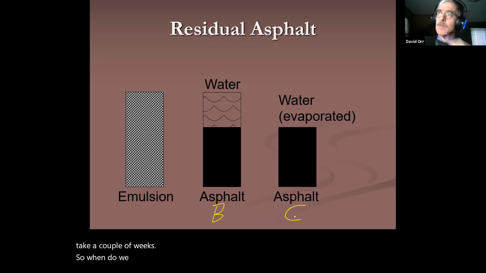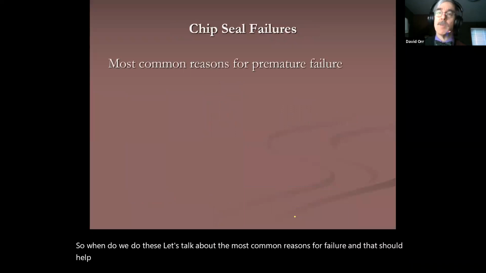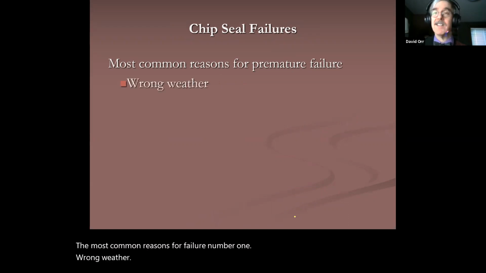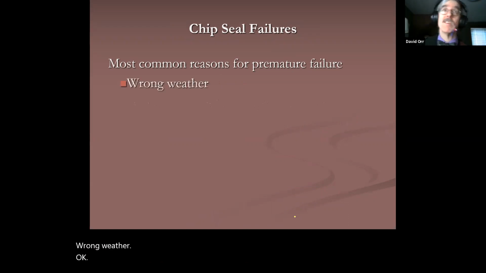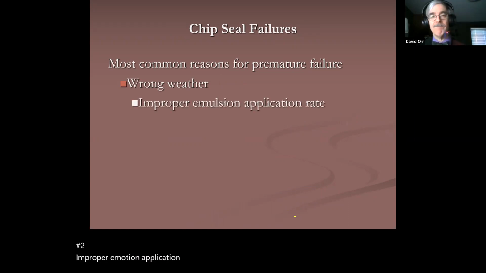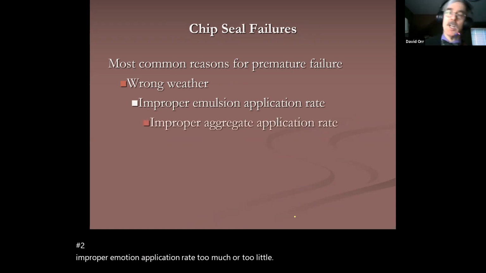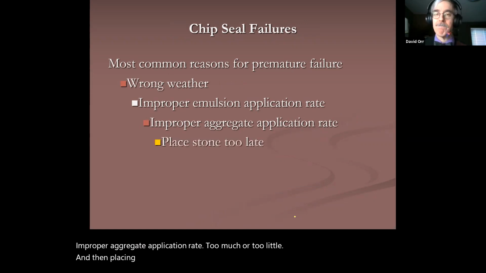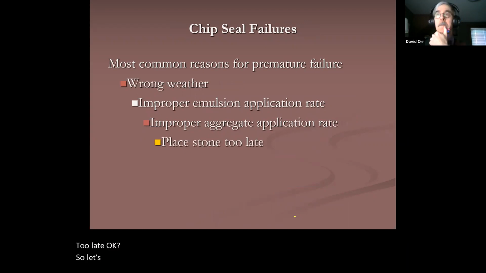Well, let's talk about the most common reasons for failure, and that should help us understand that. The most common reasons for failure, number 1, wrong weather. Okay? Number 2, improper emulsion application rate, too much or too little. Number 3, improper aggregate application rate, too much or too little. And number 4, placing the stone too late. Okay? So let's talk about these 4.